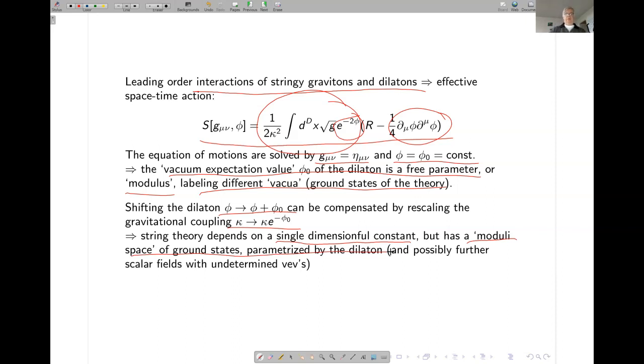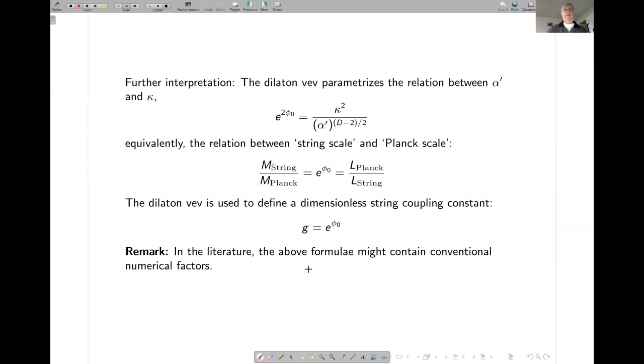Another way of saying this: if one looks at more complicated space-times in which a string propagates, there might be further scalar fields with undetermined vacuum expectation values, which also are called moduli, and I hope you will see an example next time. Put differently, what the dilaton vacuum expectation value parameterizes is the ratio between kappa and alpha prime, or if you like, the ratio of the string versus the Planck scale expressed either in terms of masses or lengths.